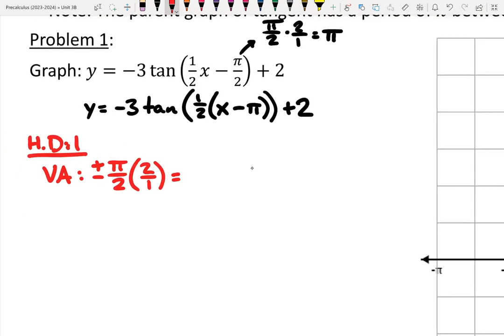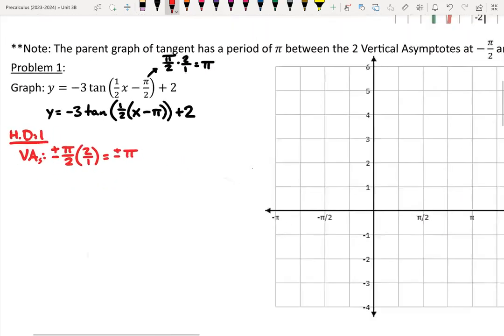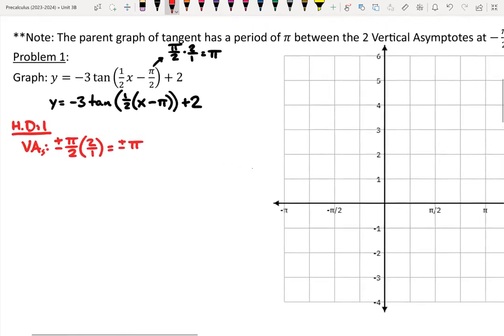Where are our new vertical asymptotes? What happens to the 2's? What are we left with? Plus or minus pi, so positive pi and negative pi. So on our graph, let's go ahead and mark that. At negative pi, we're going to put this in. You can do it lightly because this is actually going to change. This is where we're starting. All right, and that's our main period that we're going to be looking at.